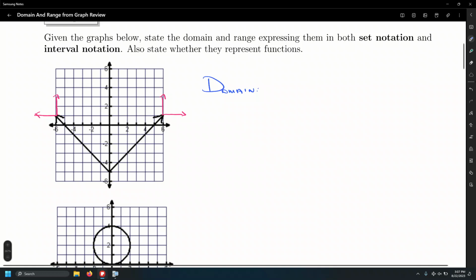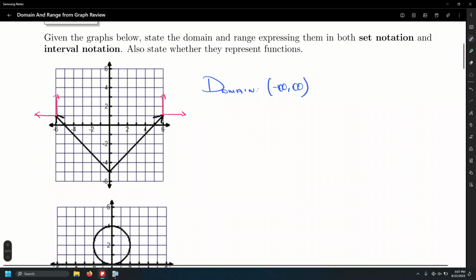If we scan the graph from left to right, all right? Okay. Coming from the left, what is that arrow indicating? Isn't that going all the way forever on the negative side? And that other arrow is indicating that this function is going all the way forever on the positive side. Another way to say negative forever to positive forever, how about simply negative infinity to positive infinity? All right?